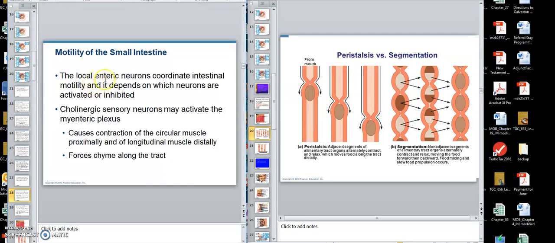Local enteric neurons coordinate intestinal motility. It depends on which neurons are activated or inhibited. Cholinergic neurons, acetylcholine, may activate them because, remember, rest and digest, parasympathetic, causes contraction of muscles and so forth.